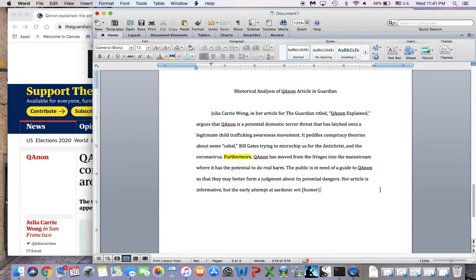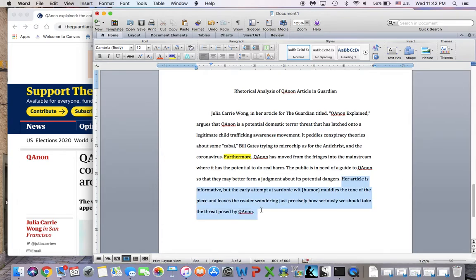But the early attempt at sardonic wit, let's say, muddies the tone of the piece and leaves the reader wondering just precisely how seriously we should take the threat posed by QAnon. Okay, now we have that right there. I'm going to highlight it. Again, I do not want you to do this. I'm just showing you. I'm highlighting it so you can see.